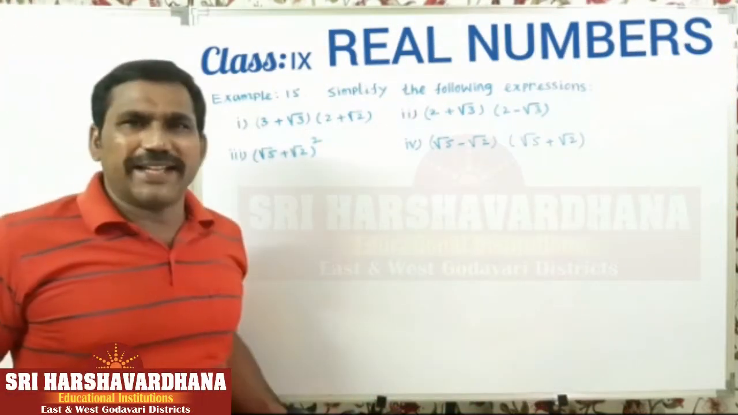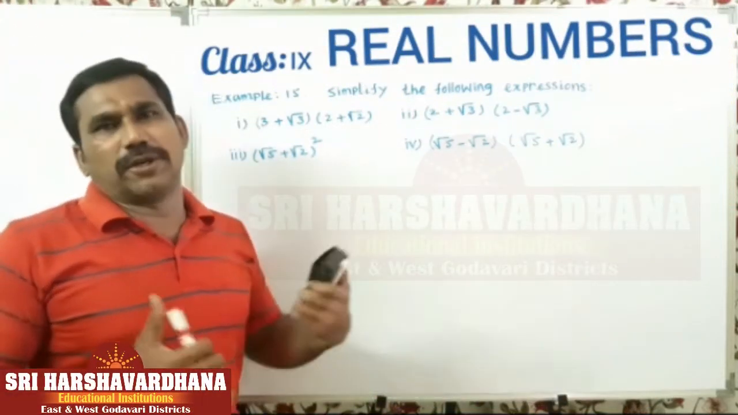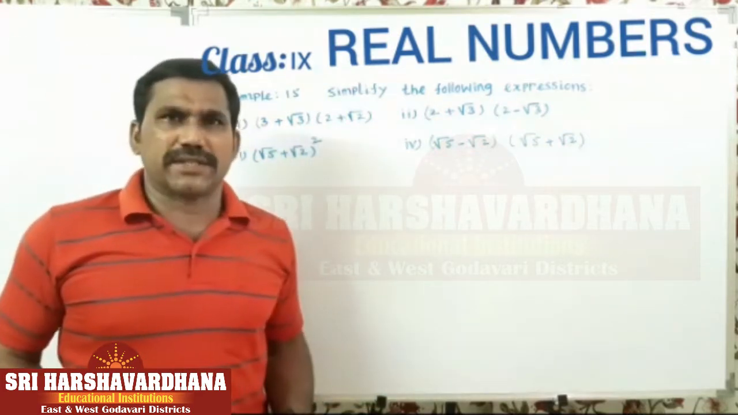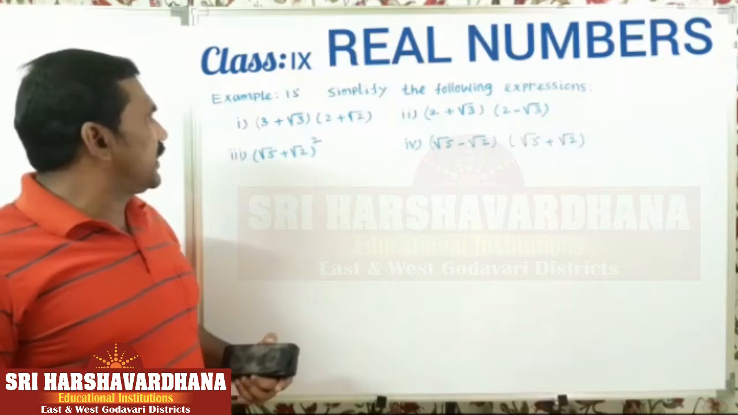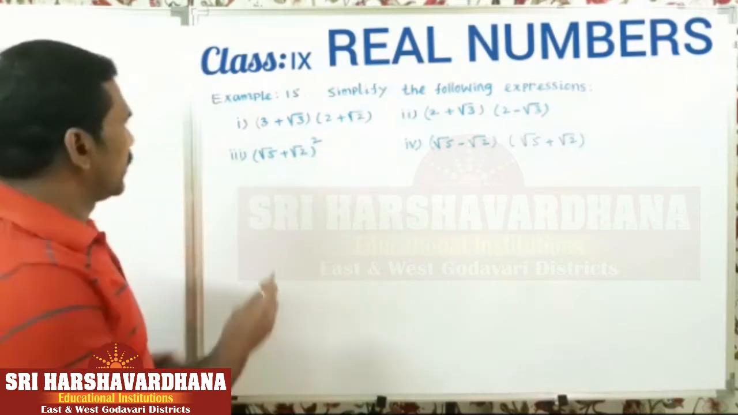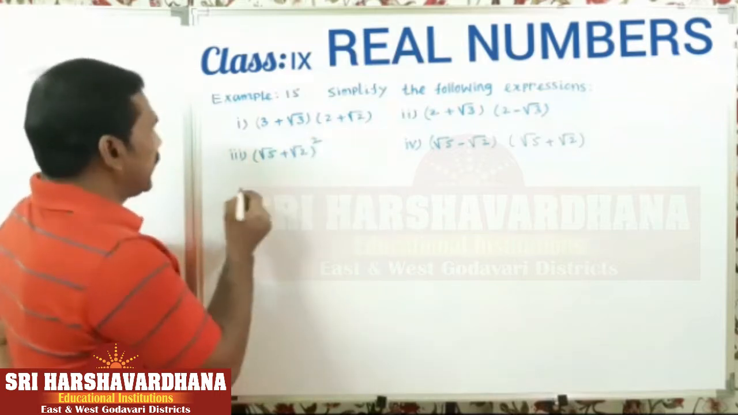Now I will explain example 15th problem. Okay. Simplify the following expressions. The first one is 3 plus root 3 into 2 plus root 2. Now I will explain the first one.